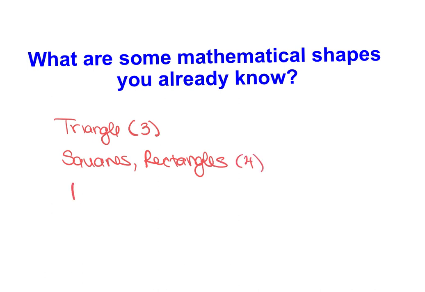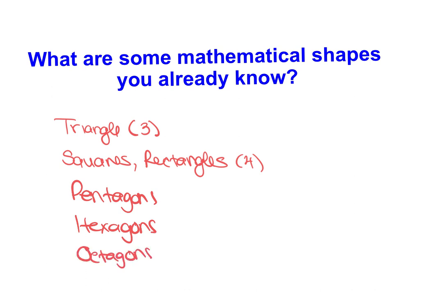Then we have things like pentagons and hexagons. Maybe you've heard of octagons. And again, these are just shapes with different numbers of sides. So we have 5 sides on a pentagon, 6 on a hexagon, and 8 on an octagon. And there are many different shapes that we work with.